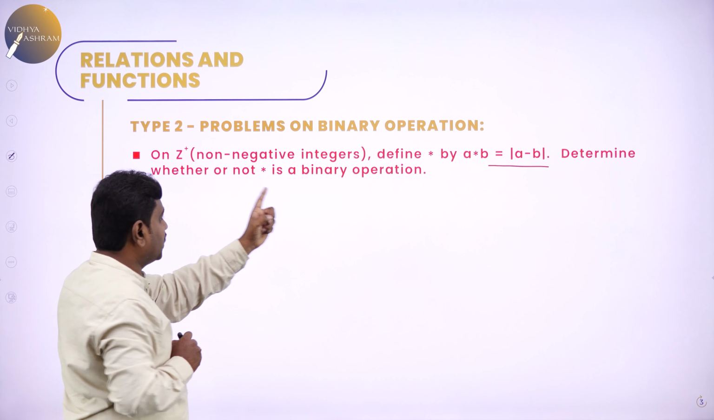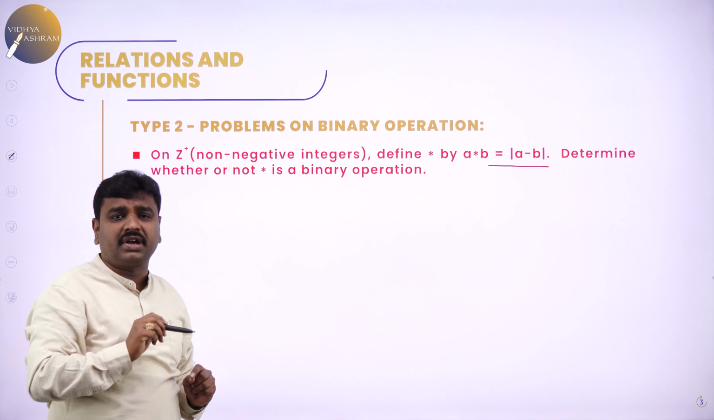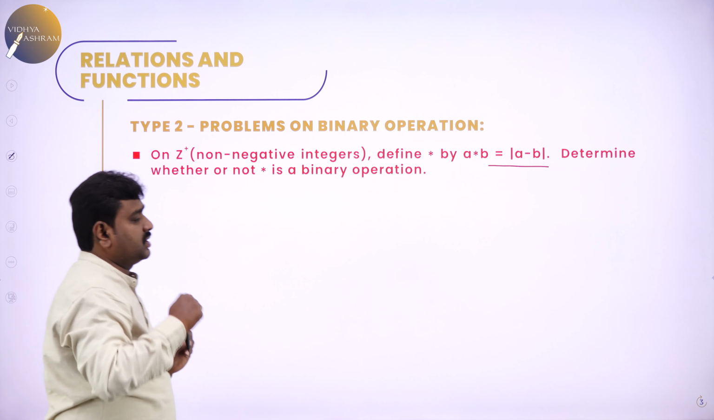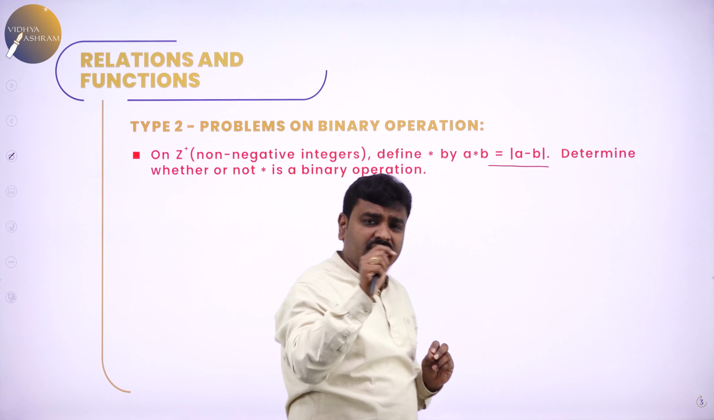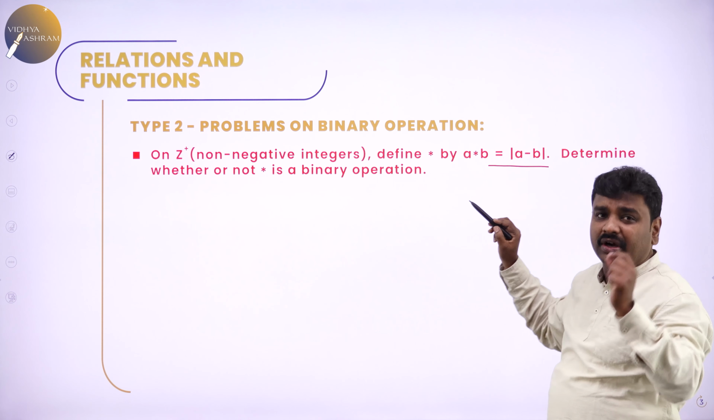Determine whether star is a binary operation. They are asking you to determine whether the given operation is binary or not. Simple. First calculate mentally, then you start writing. So, I will take any two elements belonging to Z plus.